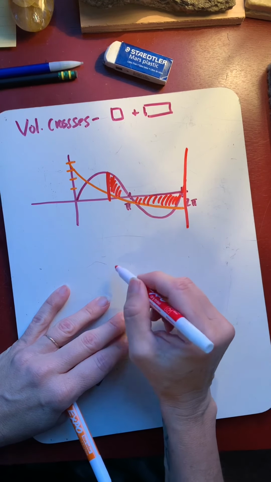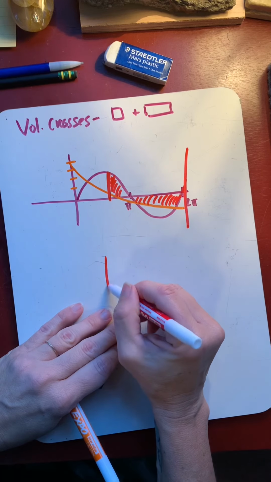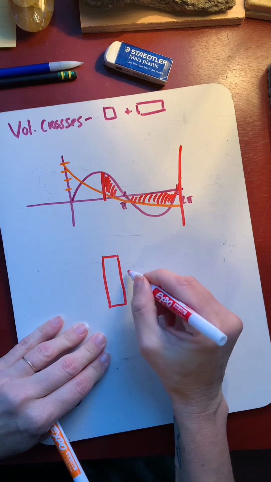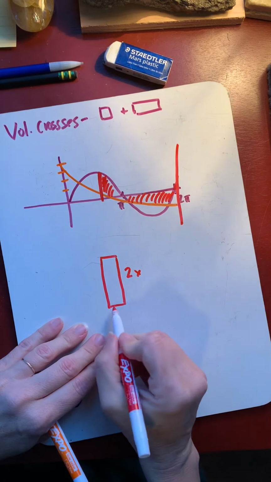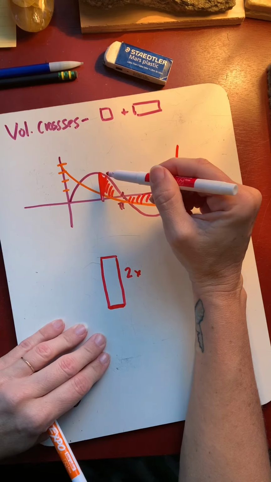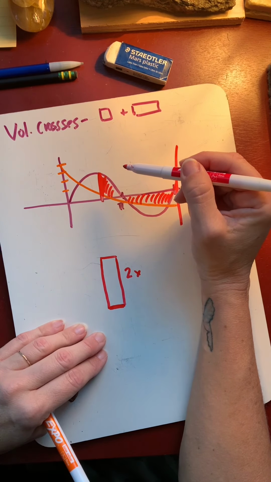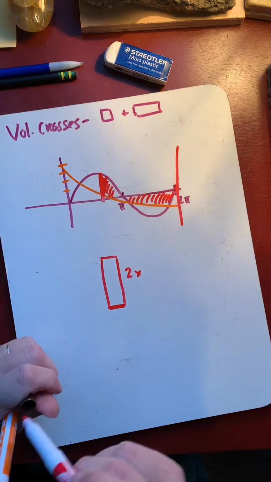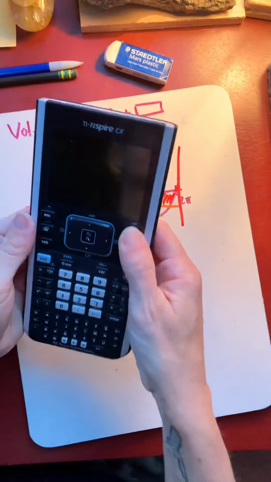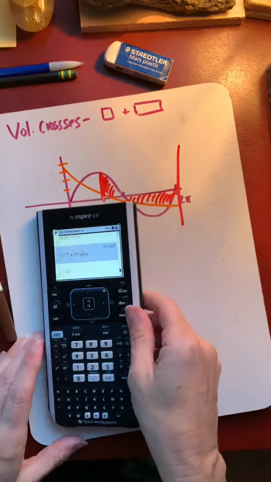And my rectangles are going to have a height of 2x and a base of whatever this is. I'm going to get that on my calculator because I want to see what it looks like. Let's see.